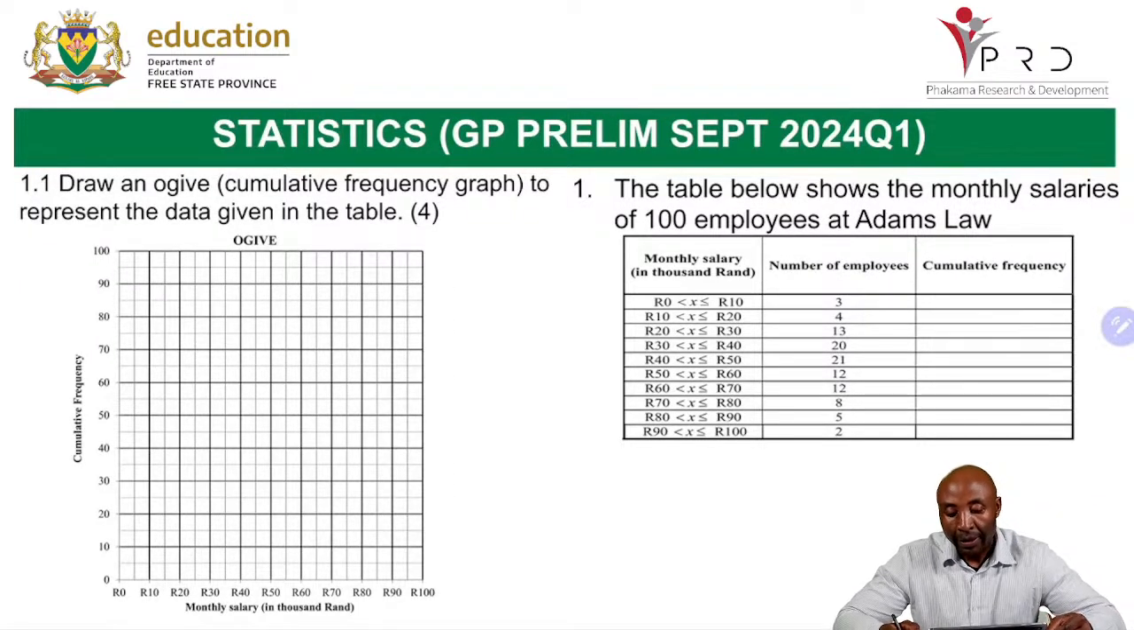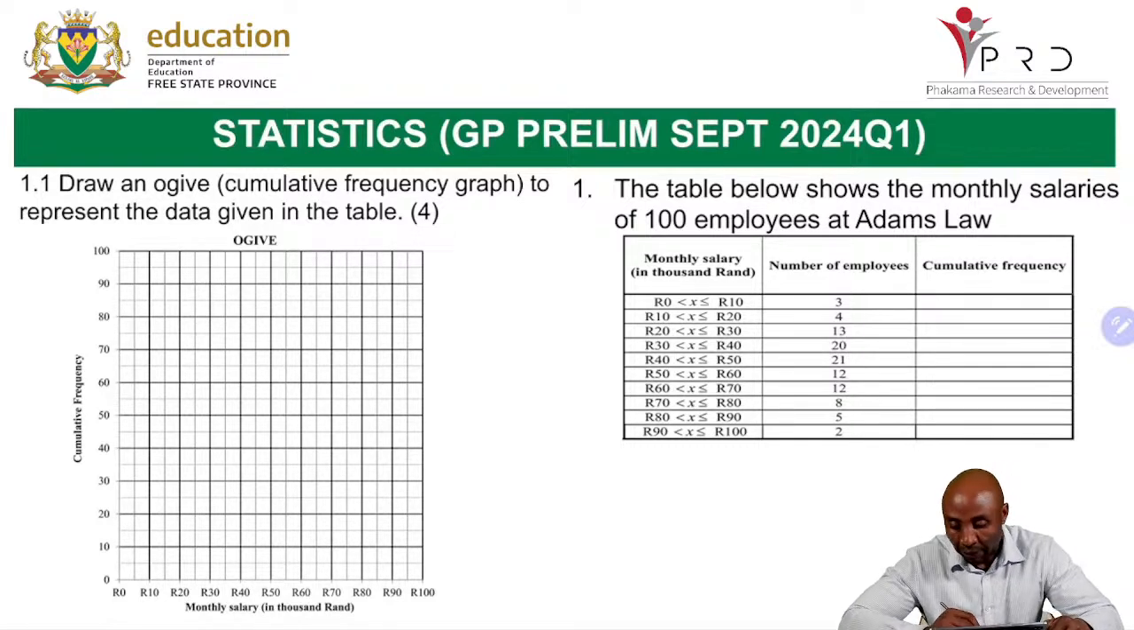Welcome back. Now, I would want us to quickly do a demonstration of how we plot our cumulative frequency graph. So now, remember, these are monthly salaries in thousands. So if I have 10, it means it's 10,000. If I have 20, it means it's 20,000. So it's between 10,000 and 20,000 and so on and so on.